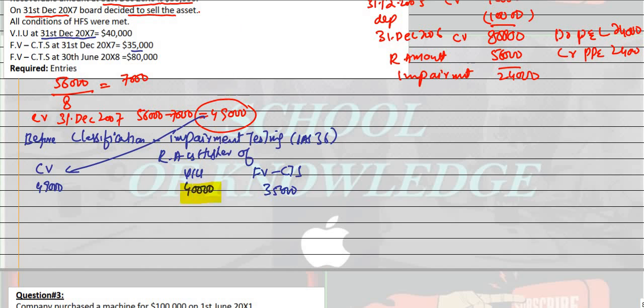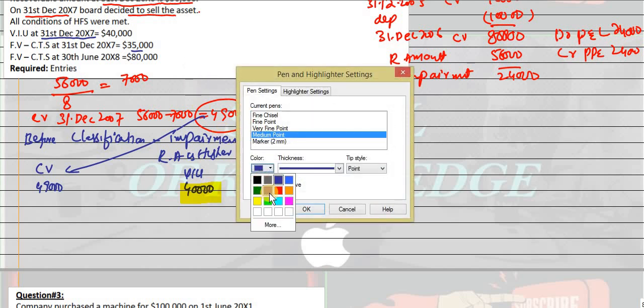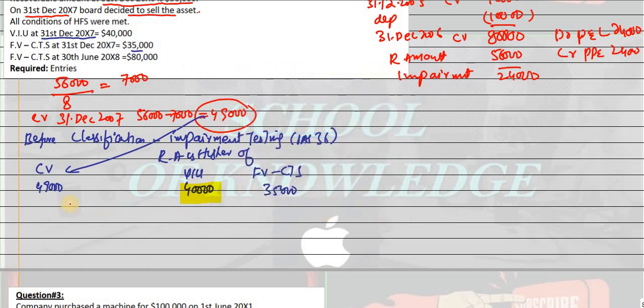This is the recoverable amount, and if you compare the two figures, the carrying amount is higher than the recoverable amount, so we have impairment of 9,000. So debit will be profit and loss, and credit will be property, plant and equipment by 9,000.